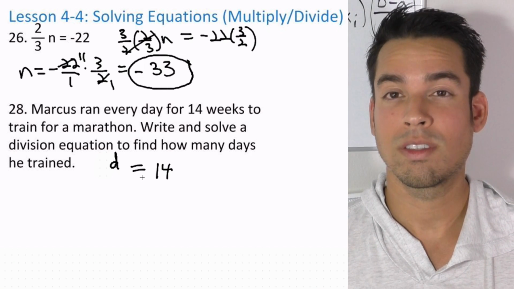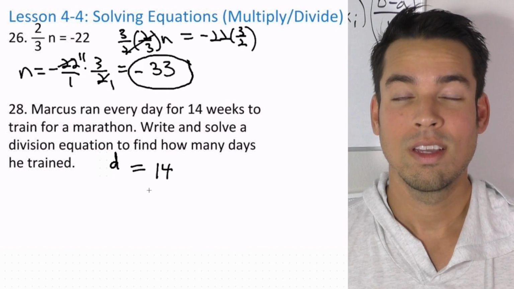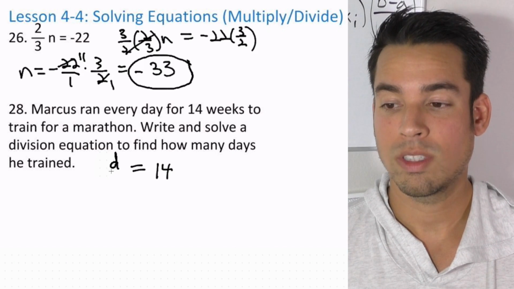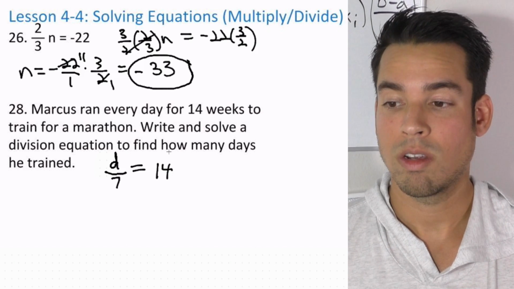If he trained for 7 days, that's 1 week. If he trained for 14 days, that's 2 weeks. Trained for 21 days, that's 3 weeks. So what am I doing? I'm taking those days and I'm dividing them by 7, and that will give us our number of weeks.